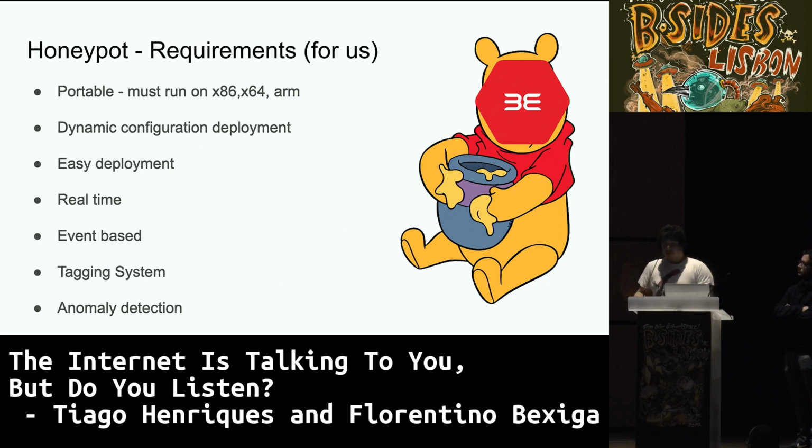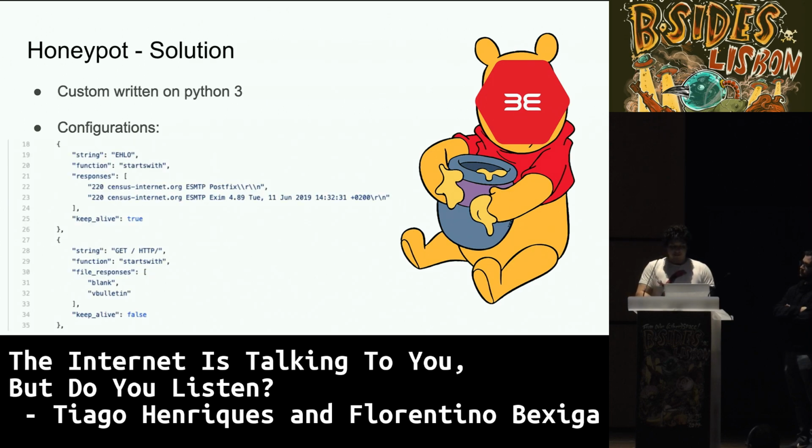Real time. If you've used the Binary Edge platform or you know about us, you know that all of our platform works in real time. Everything is an event. That's why we also needed it to be event-based, but everything works in real time. If someone connects to one of our honeypots, we want to see that event within milliseconds on our central platform as well. We needed a tagging system, because one of the important things is not just about receiving traffic, right? You need to understand what that traffic means, and we wanted to be able to give tags specific to the events, and we're going to go through what all of these things mean. We also needed anomaly detection, and again, we'll go through what that means in a little bit.